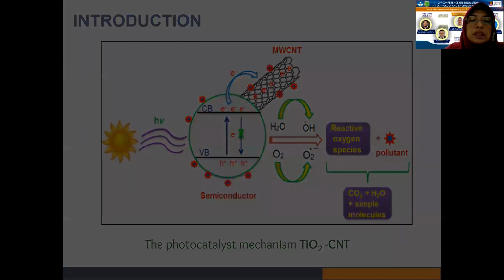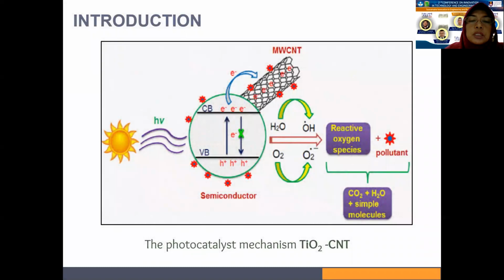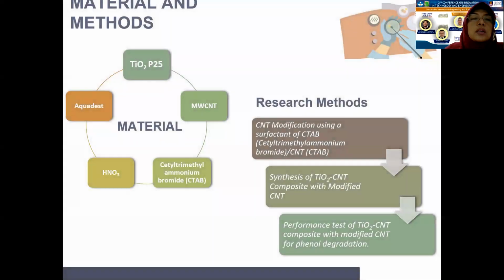This is the photocatalyst mechanism of TiO2 and CNT. The materials and method. The materials used are TiO2, MWCNT, aqueous, nitric acid, and CTAB.